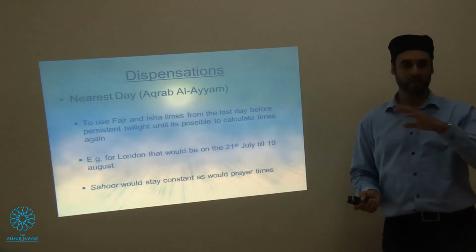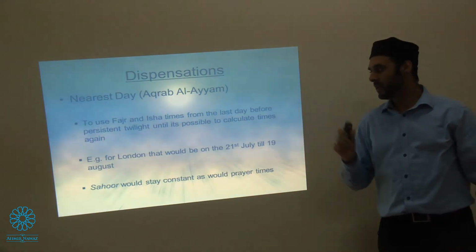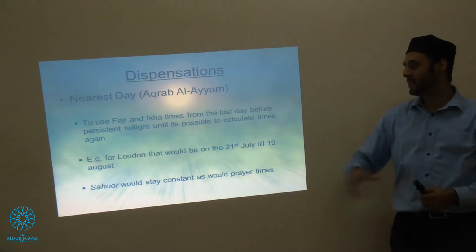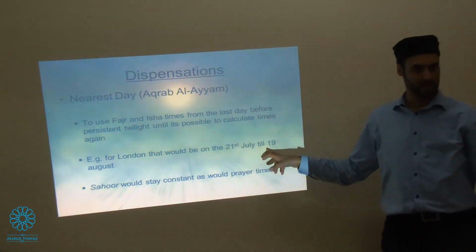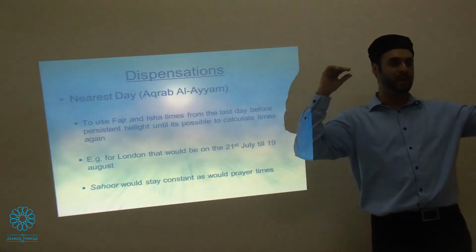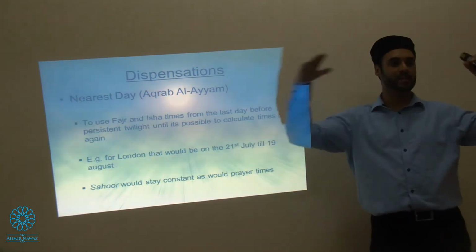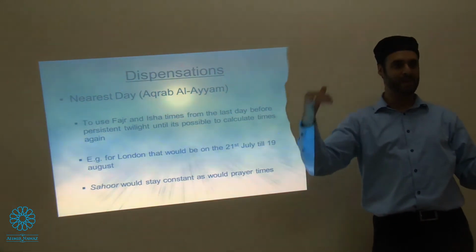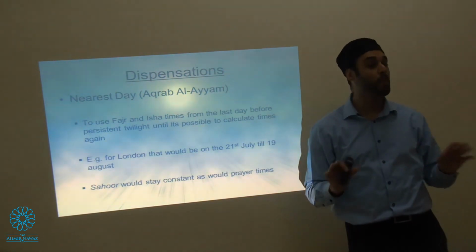But it's important to implement them as a collective community. So the nearest day: use the Fajr and Isha times from the last day before persistent twilight. So basically for London that would be the 21st of July to the 19th of August. Now this is the last day you can measure Fajr and Isha. Right? So what you do is you set this day for the next 2 months. So every day your sehri will be the same time, your Fajr will be the same time, your Isha will be the same time, your Maghrib will be the same time. There will be no change.